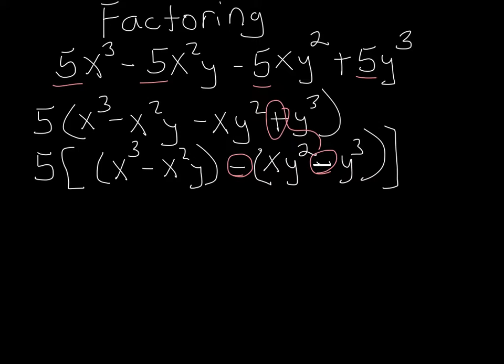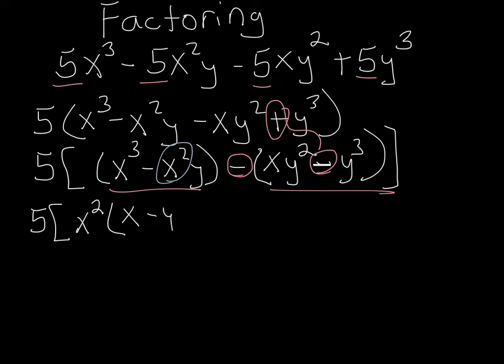Okay, now let's go ahead and pull out the greatest common factor from each of these 2 groups. So again, my 5 just stays way on the outside. Out of this first group, I can see that I have an x squared term that I can pull out. So I'm going to pull out an x squared, and then what's left is an x minus y. Out of my next group, I can see that I have a y squared that I can factor out. So I'm going to do that, and I'm left with x minus y.